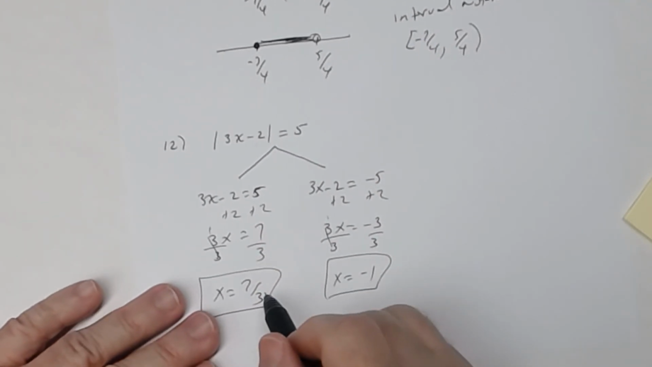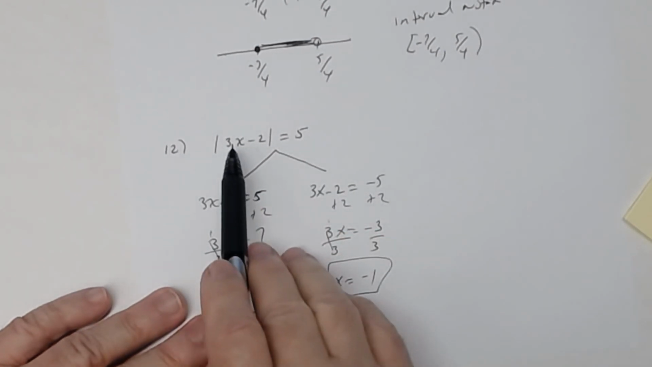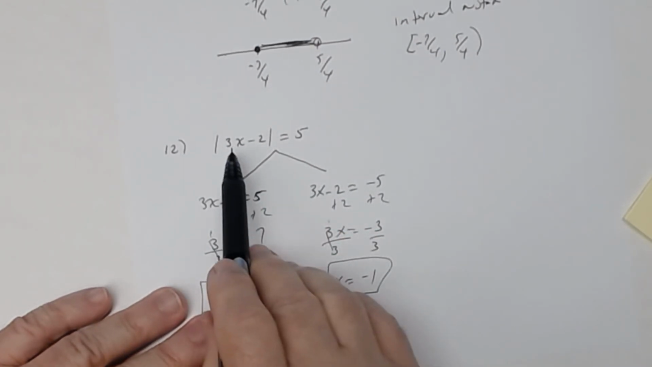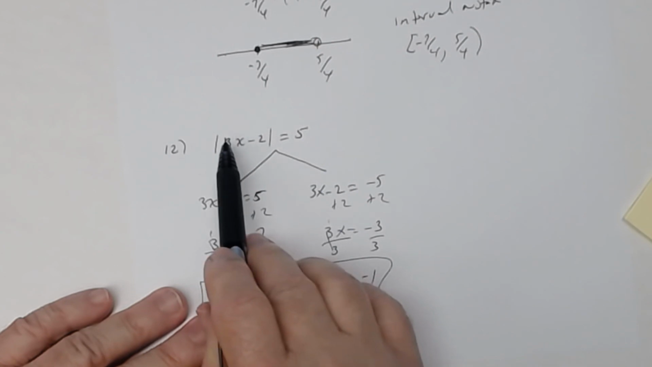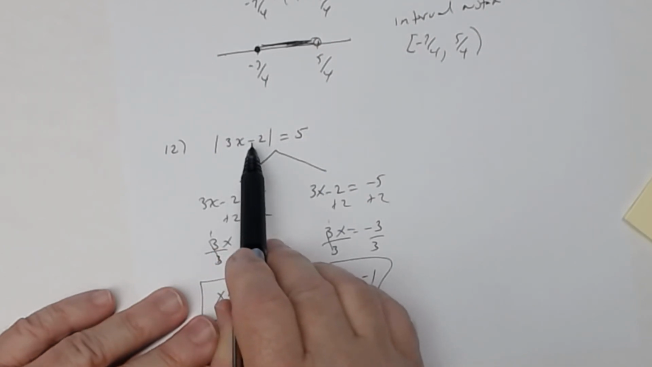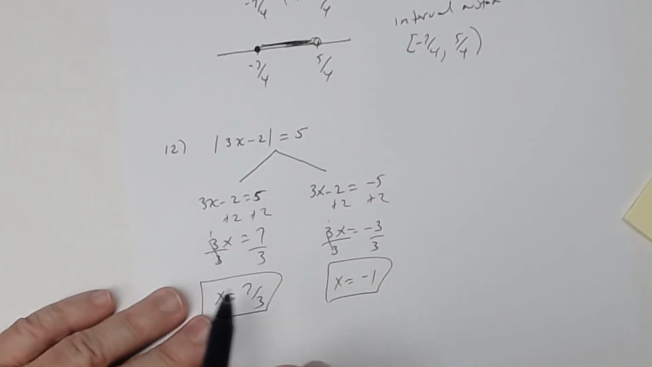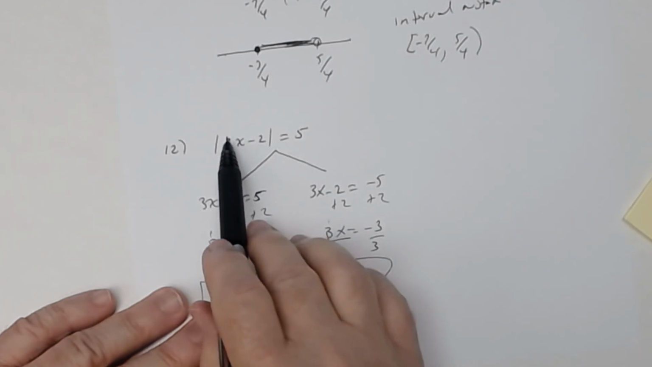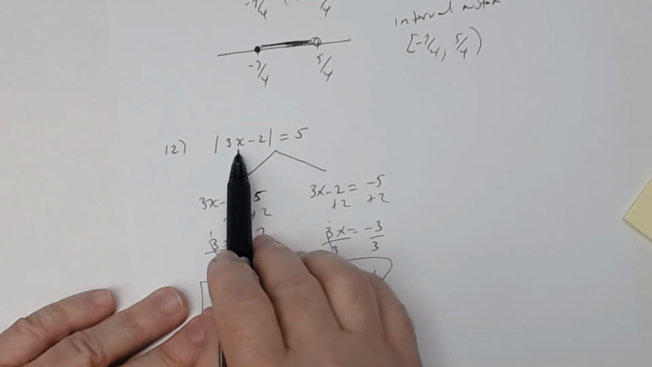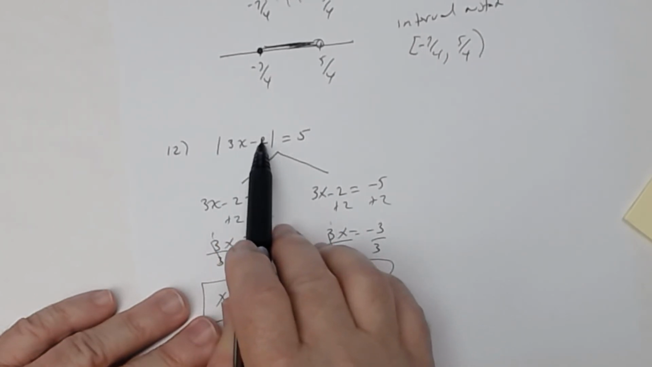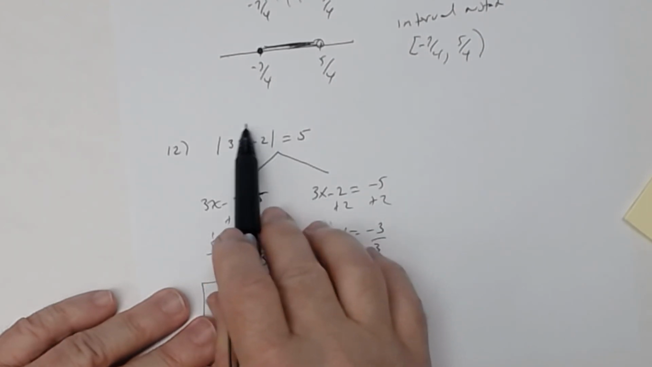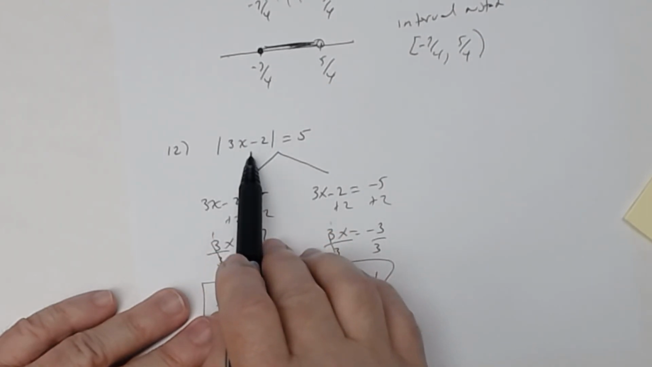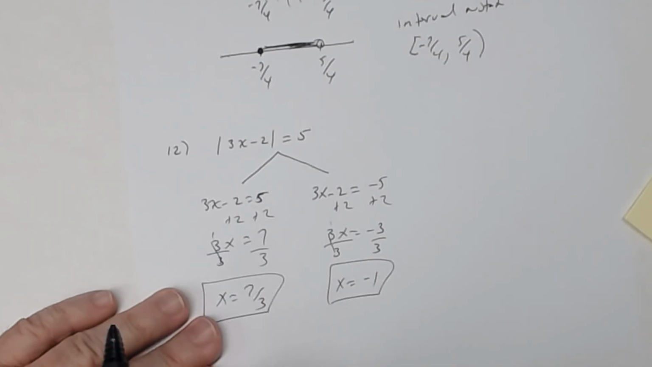And you can check, by the way, let's check the 7/3. 3 times 7/3, the 3s divide out, that's 7. 7 minus 2 is 5, and the absolute value of 5 is 5. Negative 1: 3 times negative 1 is negative 3. Negative 3 minus 2 is negative 5. And the absolute value of negative 5 is a positive 5, and that's what we wanted.